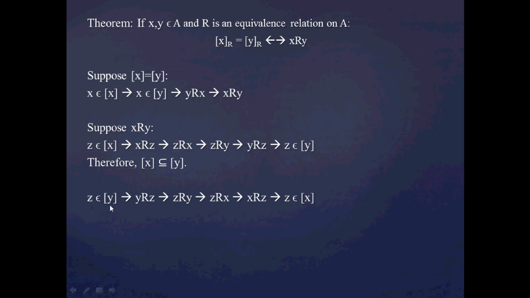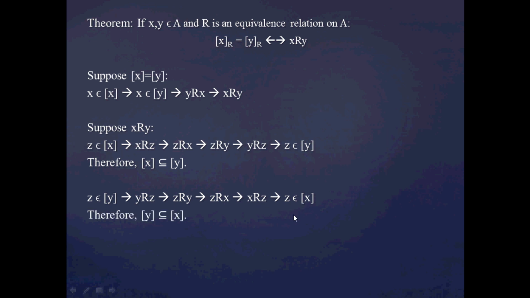Suppose I have some z in the equivalence class of y. Just by the meaning of that statement, y ~ z. By symmetry, z ~ y. And now, since I have the truth of x ~ y, I also have the truth of y ~ x. So I have z ~ y ~ x, and by transitivity I have z ~ x. By symmetry I have x ~ z. And by the meaning of this statement, and by the meaning of the equivalence class, I have that z is in the equivalence class of x.